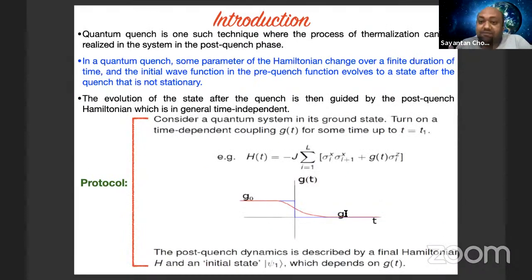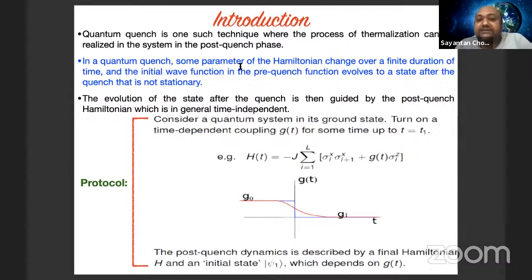Quantum quench. The second idea, because the first one is quantum Brownian motion and the second is quantum quench, which we have also used. So quantum quench is one such technique where the process of thermalization can be realized in the system in the post-quench phase. And this is very useful to trigger the thermalization process. It will be clear once I proceed with the material.